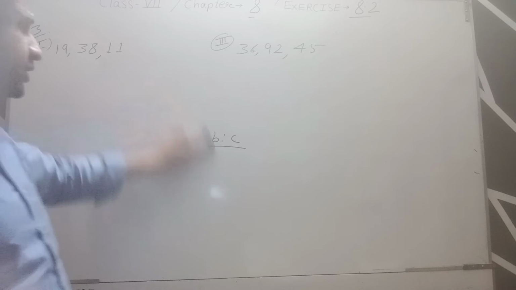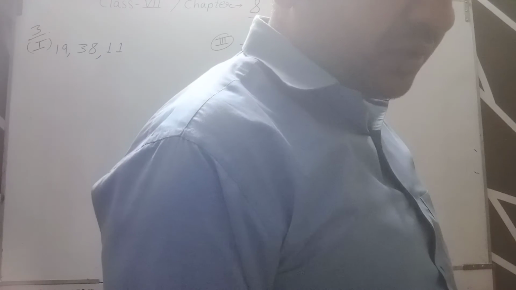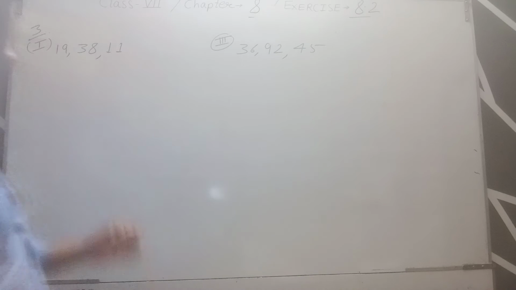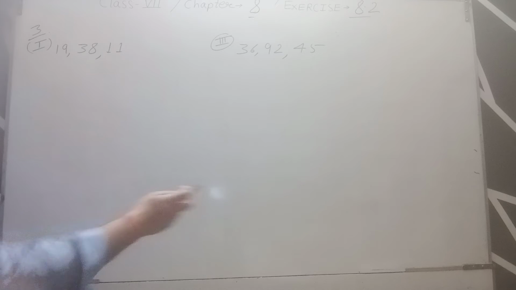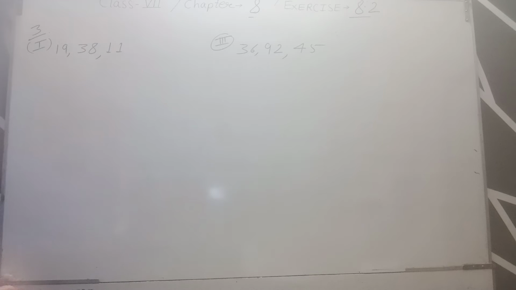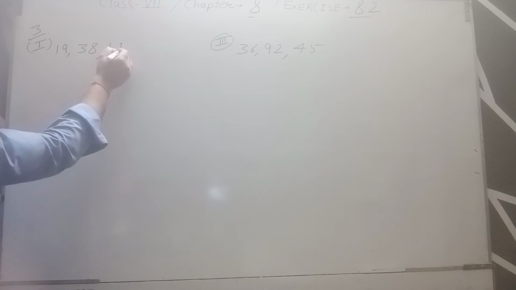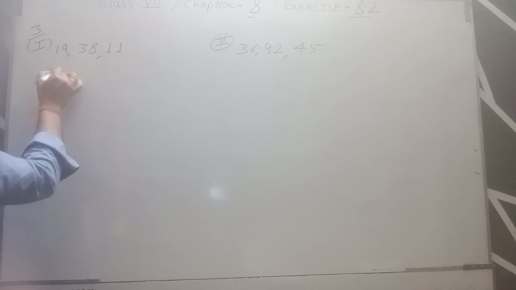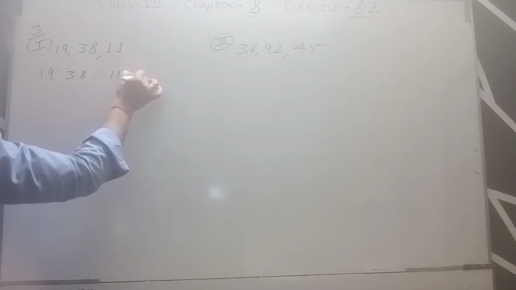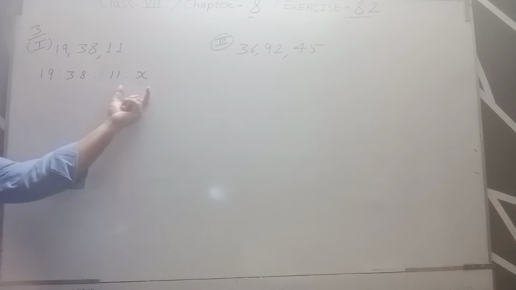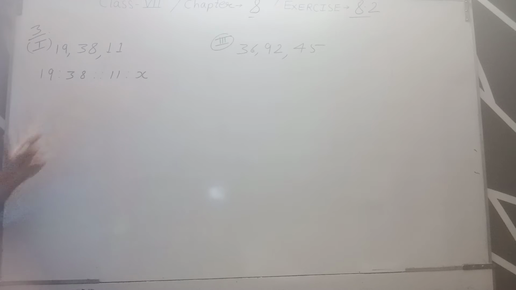Now in question number 3, there are a total of 4 parts, and in each part we have to find the fourth proportion. It means 3 quantities are given and we have to find the fourth quantity such that these numbers are in proportion. So we suppose the fourth proportion is x. So 19 ratio 38 proportion 11 ratio x. Now find the value of x. We use the concept of proportions.